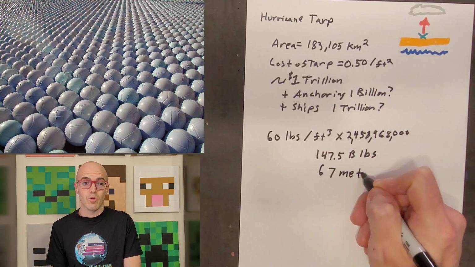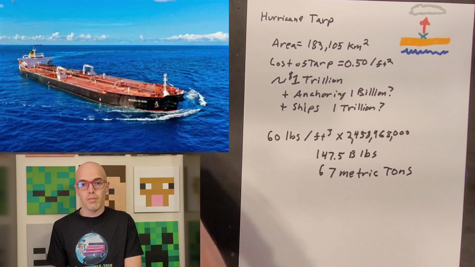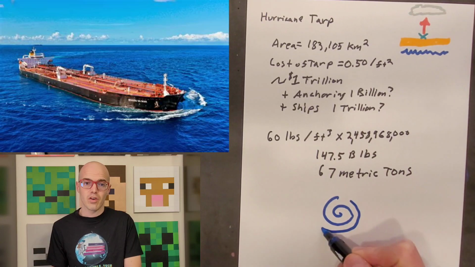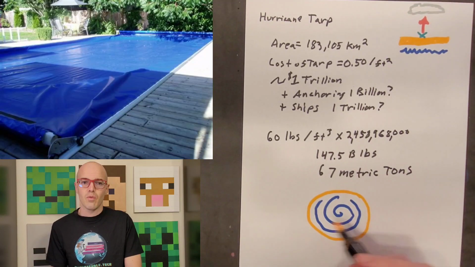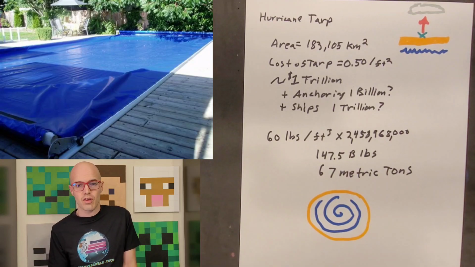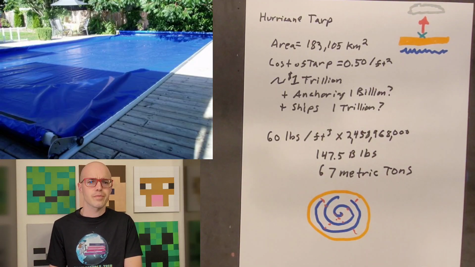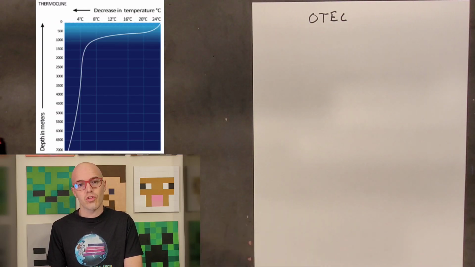Stabilizing this cover would take specialized anchors and ships to deploy it. There would be a high risk of the giant cover being torn, and deploying the tarp would be challenging due to the large weight. Essentially, we'd be adding a pool cover to a section of the ocean to minimize evaporation into the atmosphere. Another option would be to cool the ocean surface.